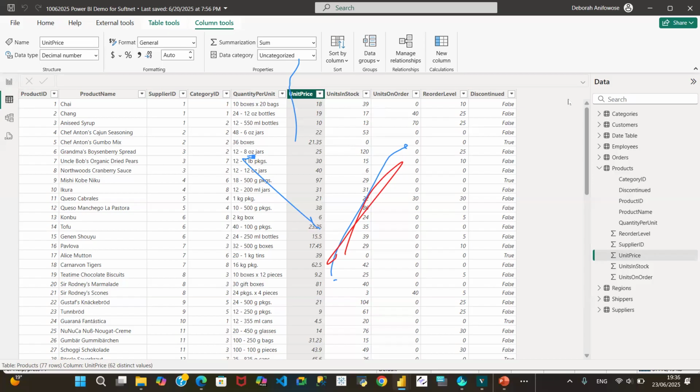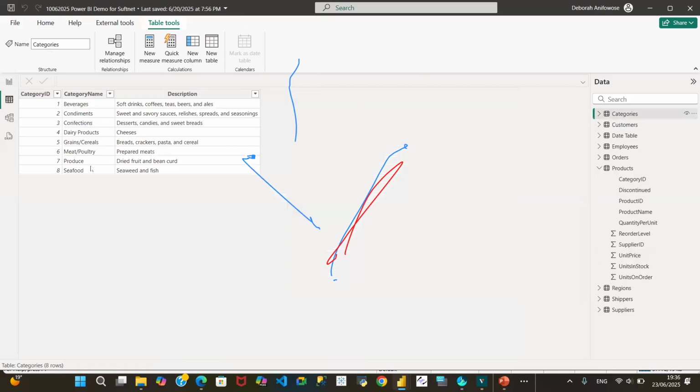Because if we go on to this table, and because there's just 3 columns here, I can easily see that, okay, if I'm practicing my understanding of data, this is a table about product categories, their ID, name, and description. Okay.